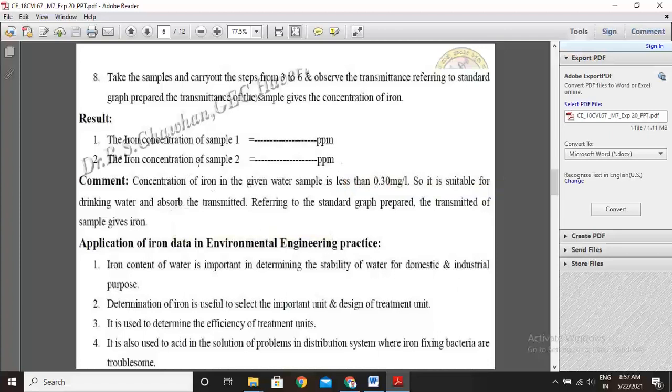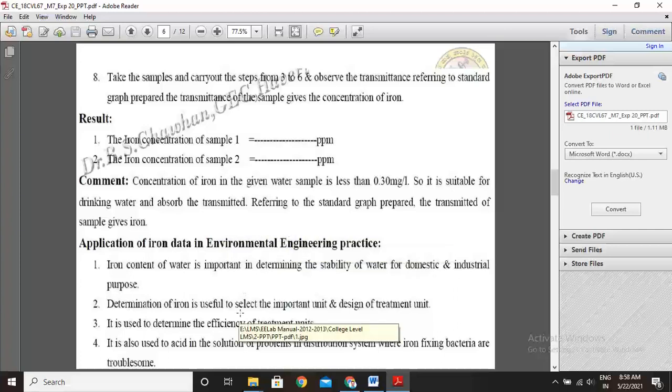Now write the comment based on the results. Concentration of iron in the given water sample is less than 0.3 milligram per liter as per the IS code. Concentration of iron in the given water sample should be less than 0.3 milligram per liter. So it is suitable for drinking water. So this is the comment of this experiment.